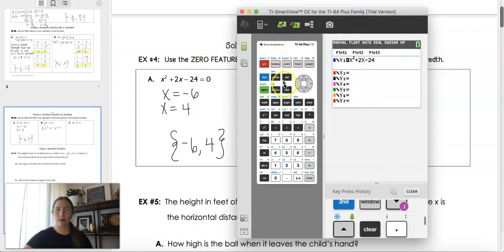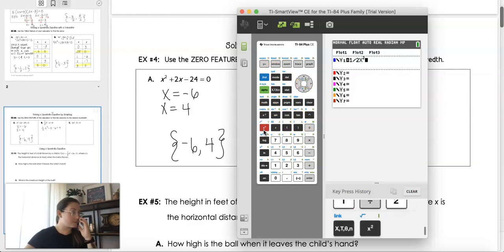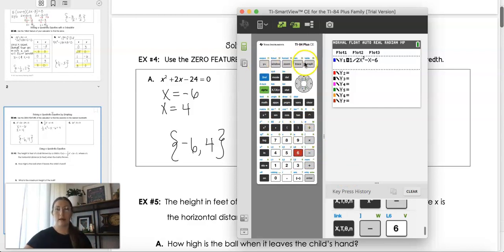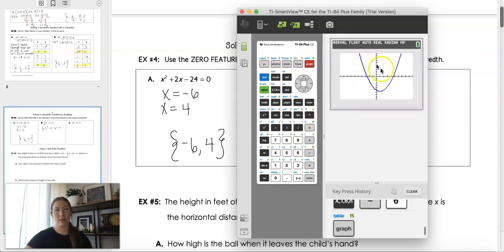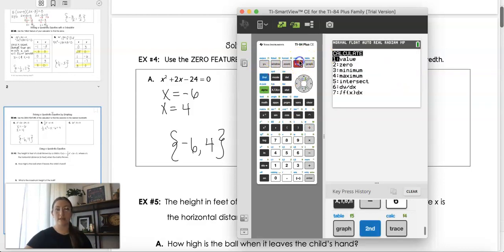All right, so we're going to go ahead and clear that. So this one's 1/2 x squared, and then it's minus x and -6. Okay, again, you're going to hit graph. We can see both of our zeros in the screen. We're good. Second, trace. Second, calculate.